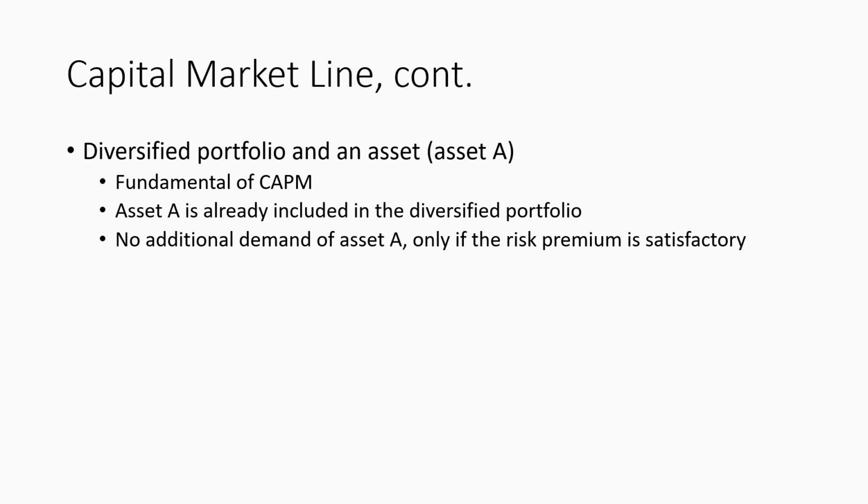A well-diversified portfolio should already have included the asset the investor is considering investing in, asset A, making extra demand for asset A equal to 0. For a well-diversified investor to want to include additional weight of asset A in his or her portfolio, the risk premium needs to be satisfactory.